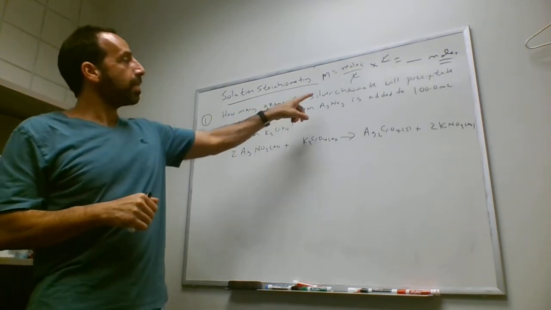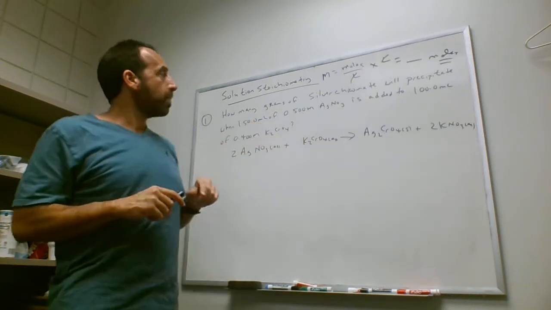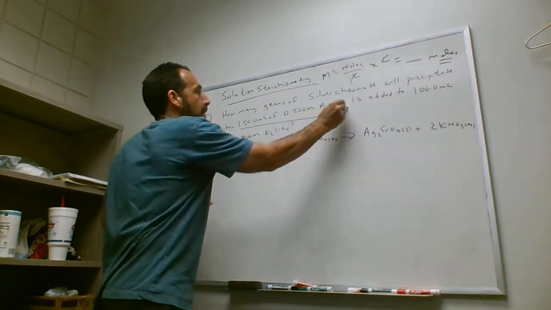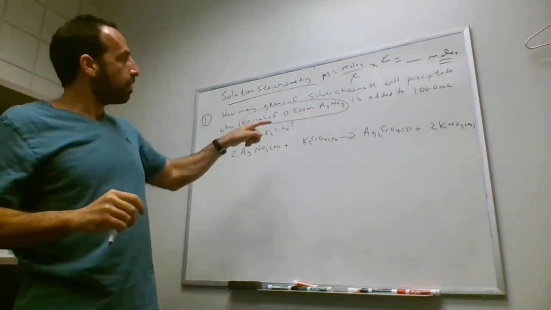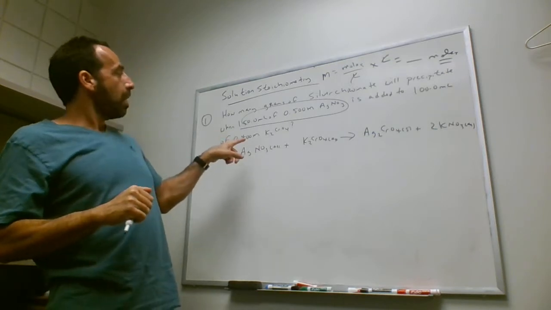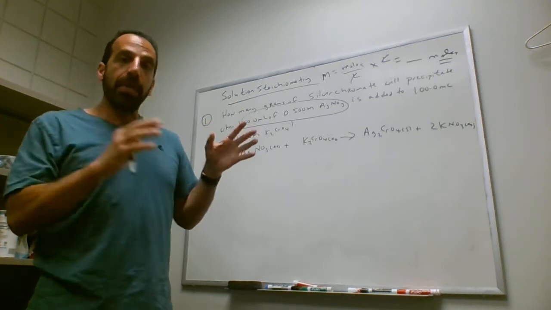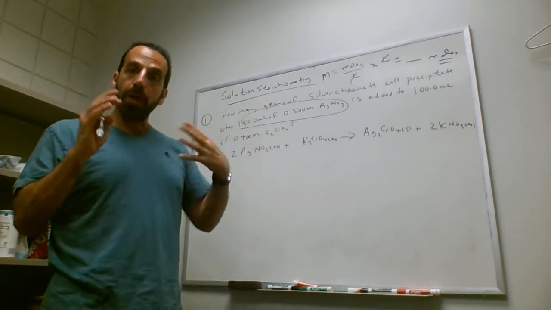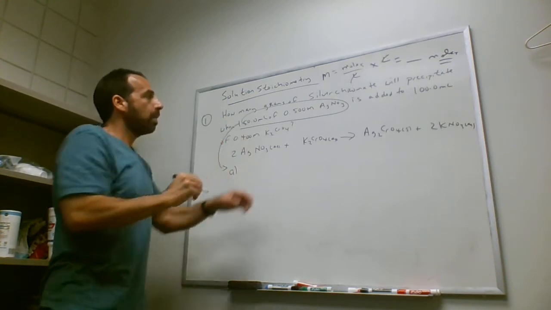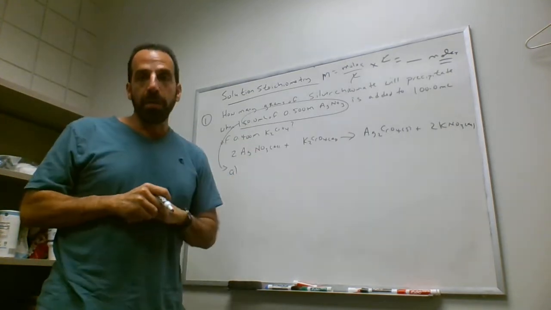It says how many grams of silver chromate, so this is going to be our precipitate, will precipitate when 150 milliliters of 0.5 molar silver nitrate is added to 100 milliliters of 0.4 molar potassium chromate. So this is a limiting reagent problem because they give you the amounts of both reactants. So we're going to work them out separately. Let's do it first for the silver nitrate and figure out if all my silver nitrate reacts, how much silver chromate is going to form.